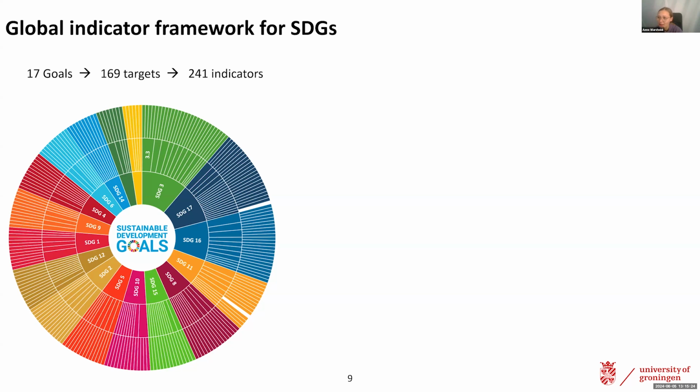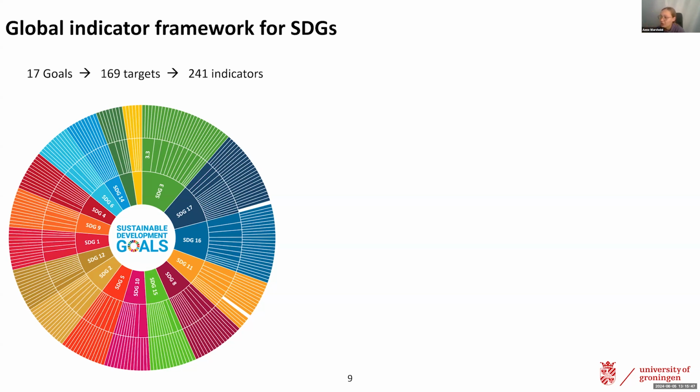And these targets and indicators are not equally spread across the goals, where you can see that SDG 3 has the most targets and indicators, and SDG 7, which is the light yellow next to SDG 3, has the least ones. And this sometimes also affects your quantitative analysis, which you need to be aware of.